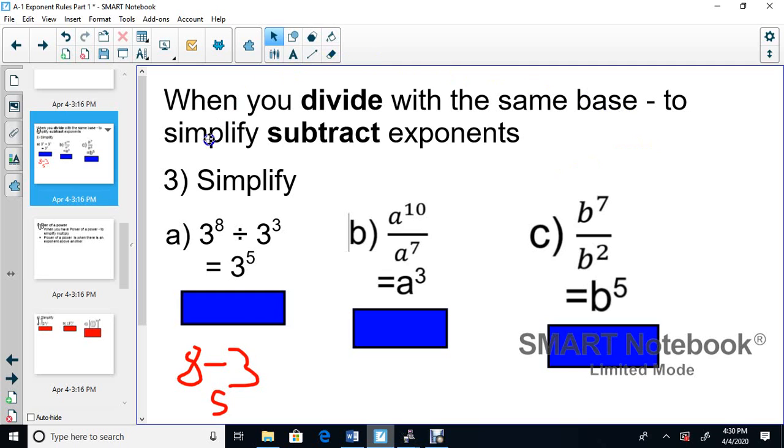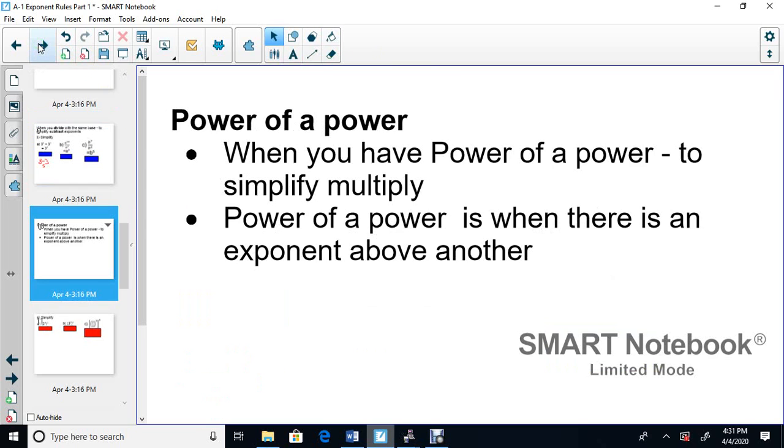Okay, on the last video, we finished off here and we're going to continue on with the worksheet. So now we're going to go on to number 4, or we're going to first talk about a power of a power, then we're going to go on to number 4. Power of a power. When you have a power of a power, to simplify, you multiply. Power of a power is when there is an exponent above another exponent.